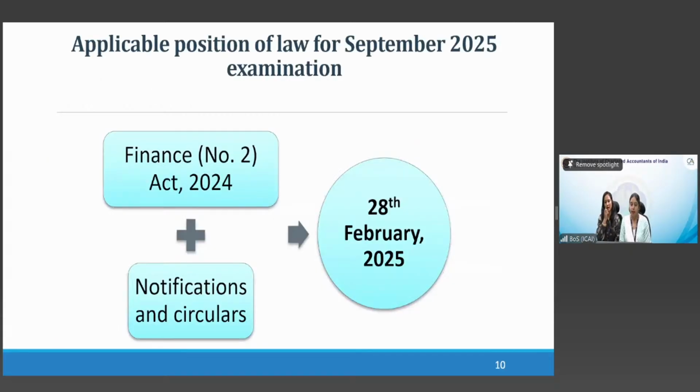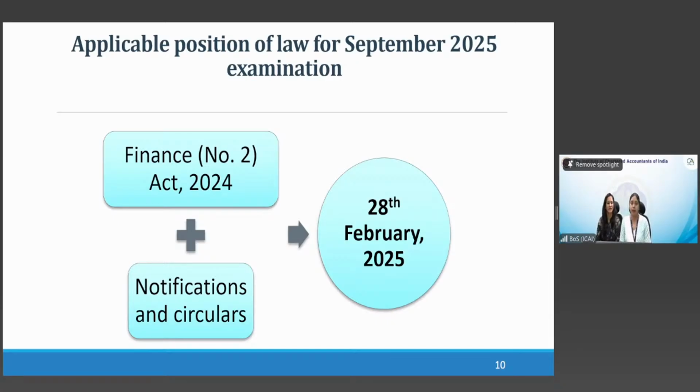Then, being a law paper, it is important to be aware of the applicable position of law, which is for the September 2025 examination. So all the amendments made by the Finance (No. 2) Act 2024, which have become effective till 28th of Feb 2025, are applicable for you.